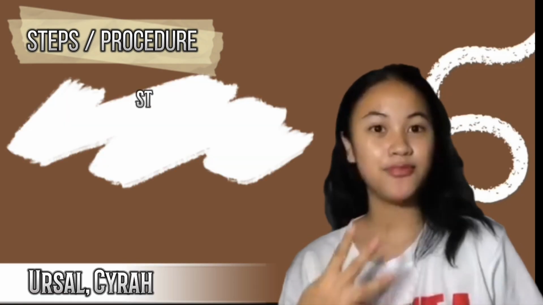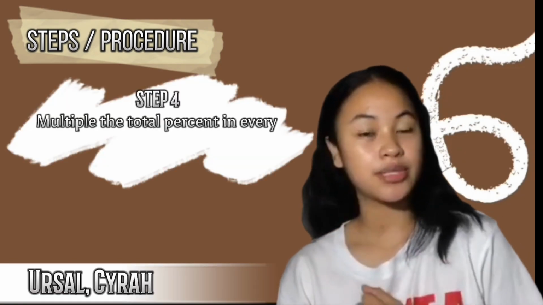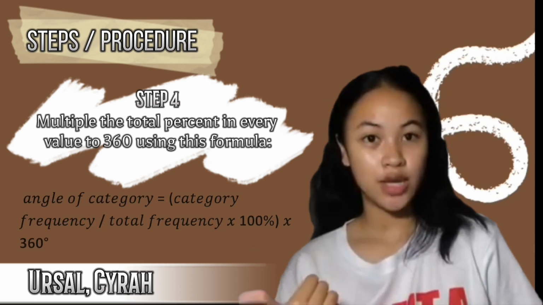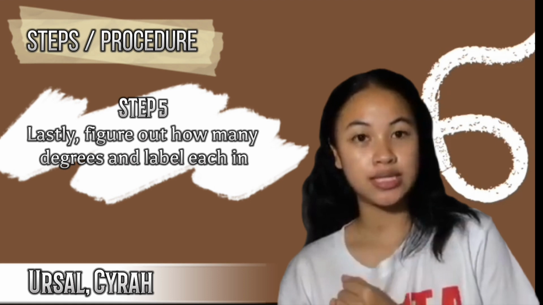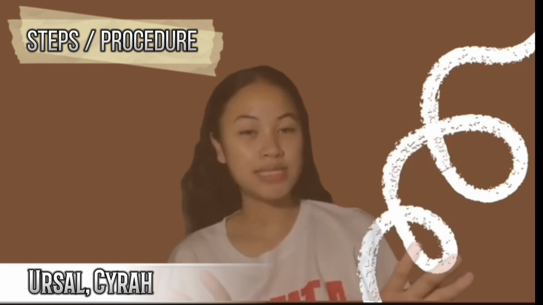So now let's proceed to step 4, which is to multiply the total percent of every value by 360 with the given formula. And lastly, it is for us to determine the degrees and label each slice. And that is the whole procedure on how to make a pie or circle graph.